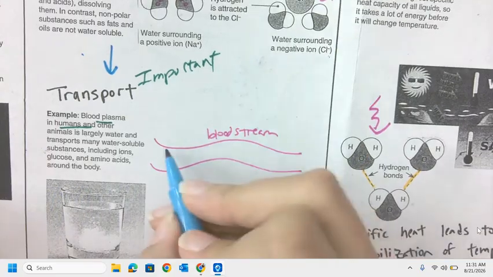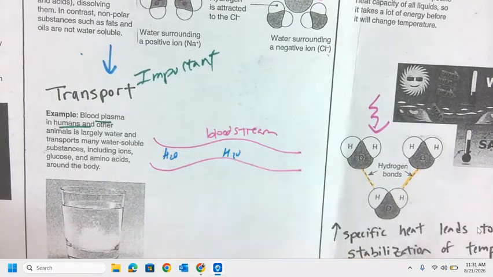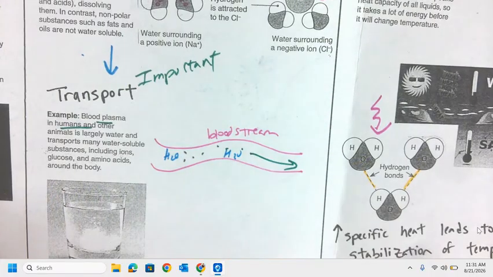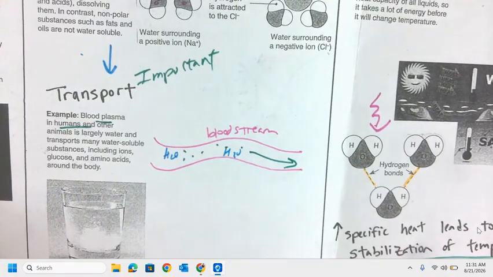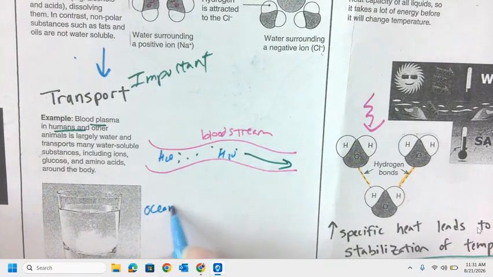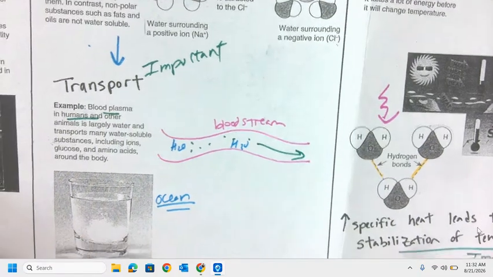So here's your bloodstream, right? There's water in your bloodstream, and because things dissolve in water, little ions and things can be dissolved in the water and transported through your bloodstream. This also allows things to be transported through the ocean, because the ocean is made up of water, lakes, etc., and things can be transported.